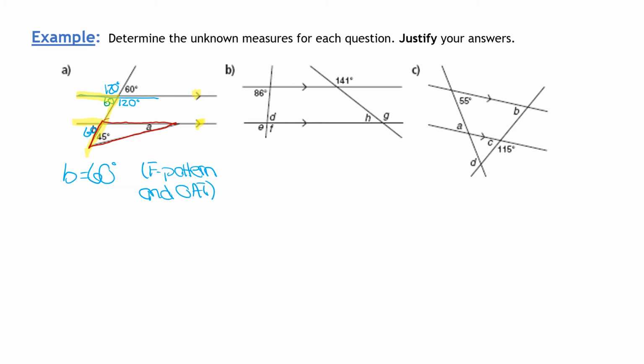So what's this one up here going to be? Well, I have a straight line right here. I know that this corner is 60.